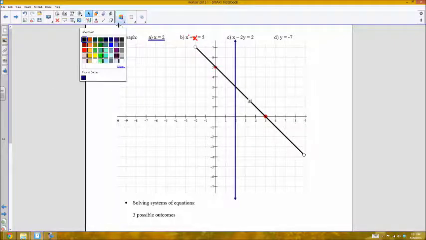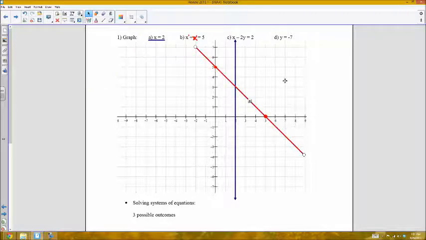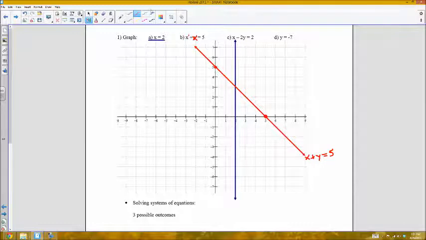Arrows. And I'm going to color code it to the color that I was drawing in. Okay. So there's B. Again, you should always label. In fact, I'll label this one so that it stands out. This is x plus y equals 5. In fact, I'll go back and label the first one too. This is x equals 2. So there are my two labels, and there are my two lines.